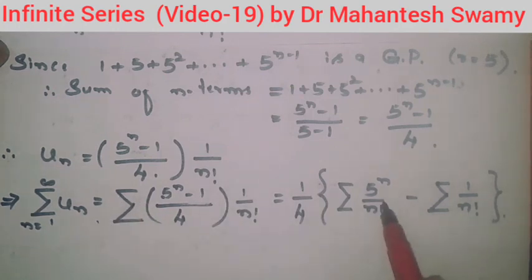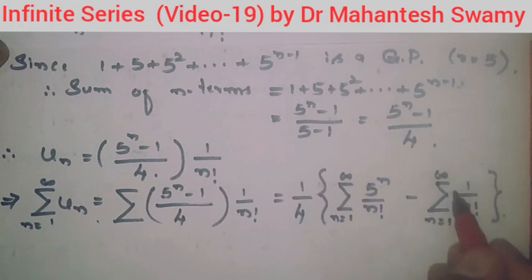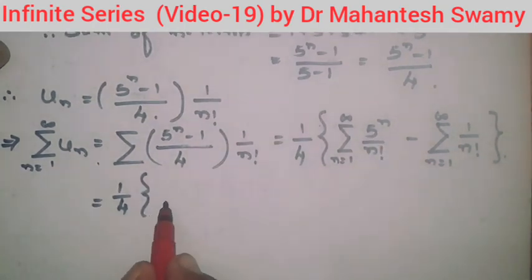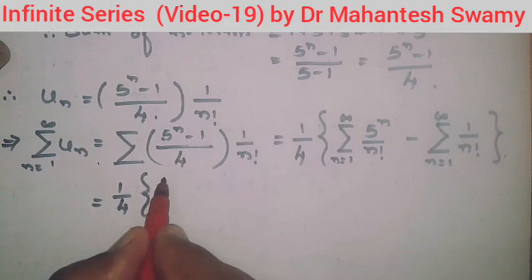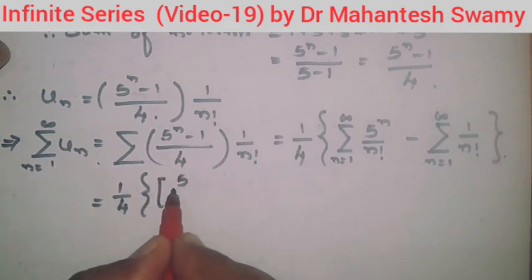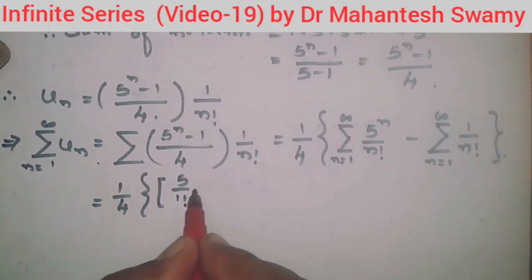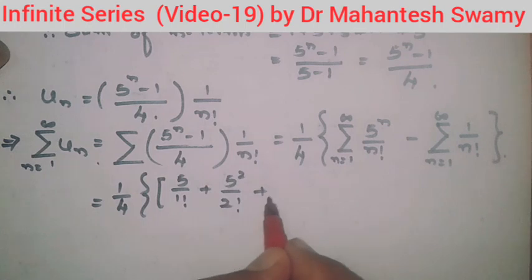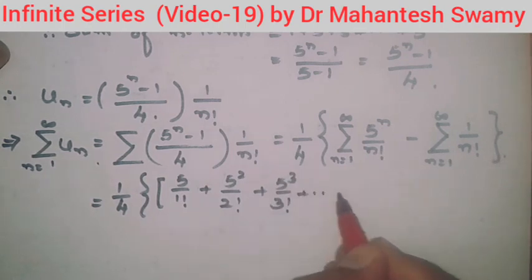Now let us write down their expansion. So here n is equal to 1 to infinity. Therefore this is equal to 1 by 4 outside as it is into the bracket. When we substitute 1 here, the first term is going to be 5 divided by 1 factorial plus 5 square divided by 2 factorial plus 5 cube divided by 3 factorial plus dot dot dot.